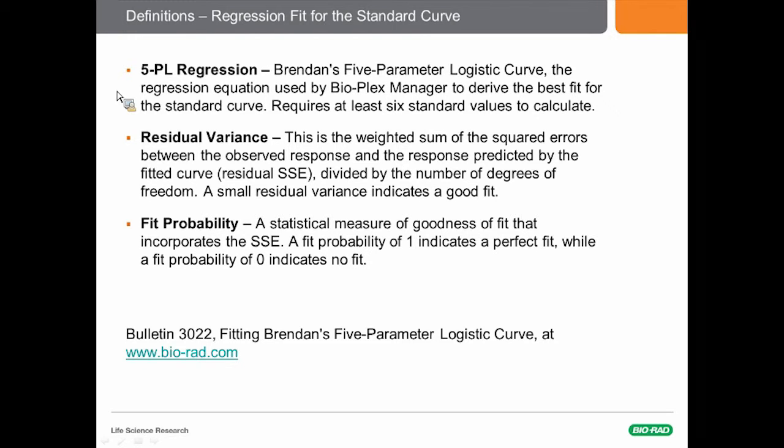Instead, each standard curve calculates 2 different measures of the goodness of fit, the residual variance and the fit probability, described here. To be clear, neither of these is an absolute measure of goodness of fit and should be considered secondary guidelines only. Instead, you should use the recovery range as the primary assessment of the standard curve quality. For more details on the mathematics of the 5PL regression, please see Bulletin 3022, Fitting Brendan's 5-parameter logistic curve, on our website at www.biorad.com.